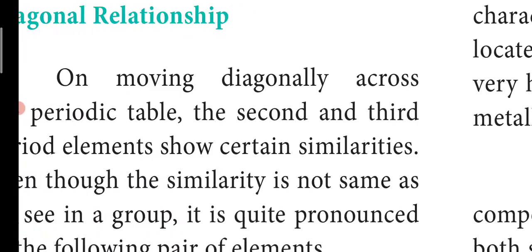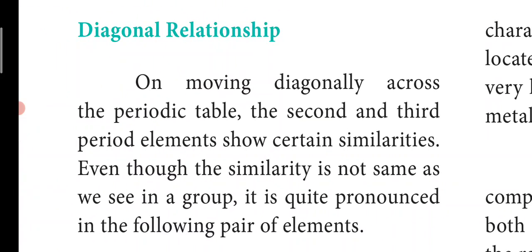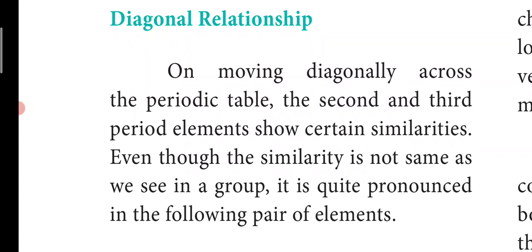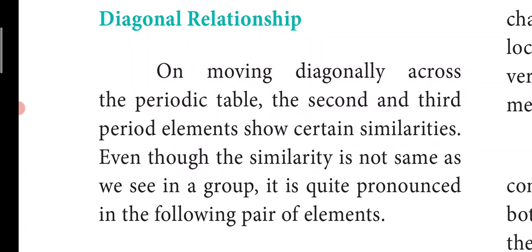So first elements all behave differently in every period. Okay, this is our lesson group-wise for next year. We have s block elements, d block elements, p block elements, and we will see in detail how they differ. First elements, how they differ from the other elements of the group, we will see. Now, diagonal relationship: on moving diagonally across the periodic table, the second and third period elements show certain similarities.